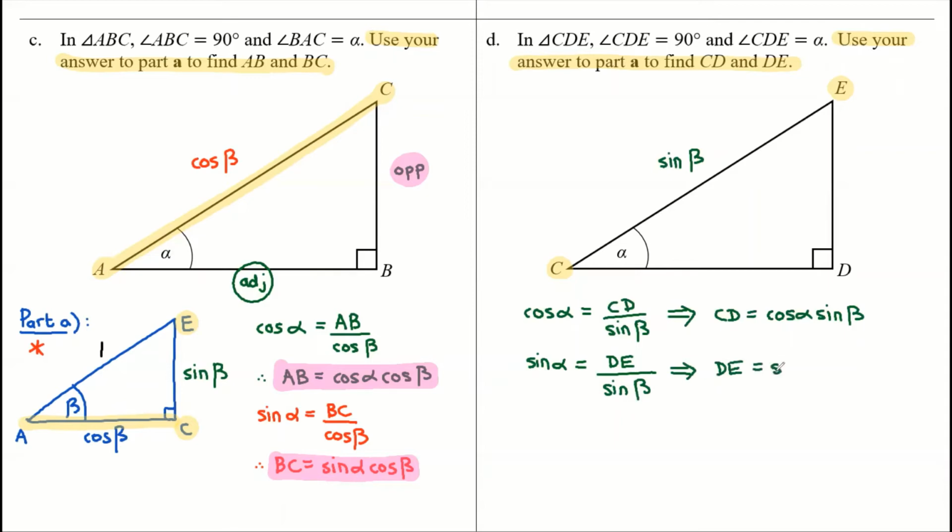So that's going to be sine alpha sine beta. And once again, make those look really important. So we've got CD there. Okay, and we've got DE. So we've got lots of important information, and we're going to use that information in the next part.